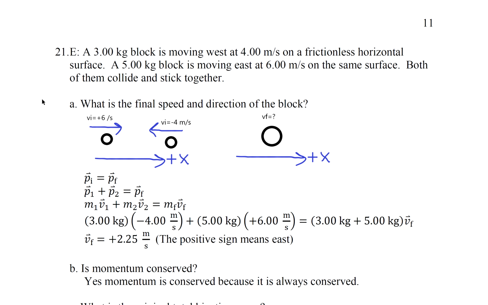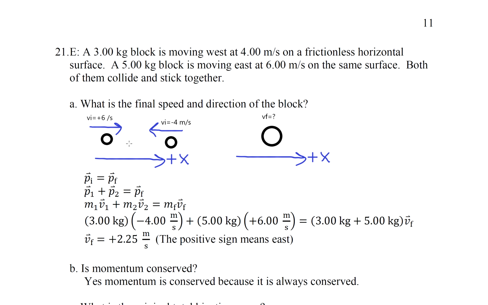Question 21. A 3 kilogram block is moving west at 4 meters per second on a frictionless horizontal surface. A 5 kilogram block is moving east at 6 meters per second on the same horizontal surface. Both of them collide and stick together. What is the final speed and direction of the block?